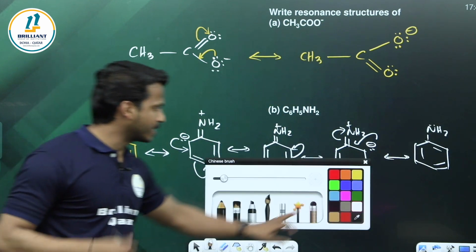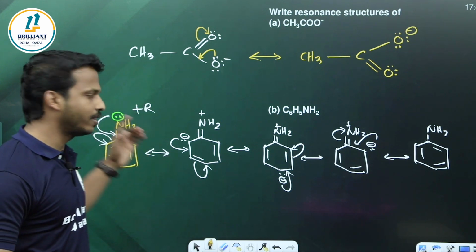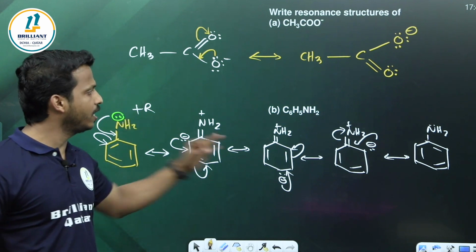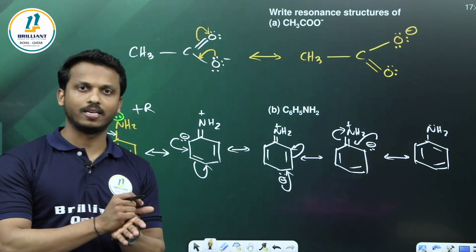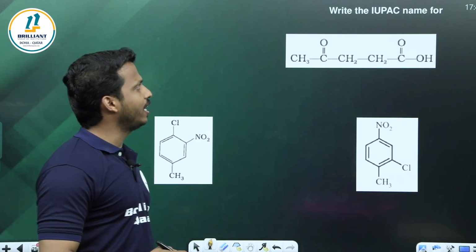Okay, so plus R effect is always the same type, minus R effect is also the same type. So I think three structures we discussed today: phenol resonance structure, nitrobenzene, aniline. So keep writing and practicing the structures. Next one, write the IUPAC name for.